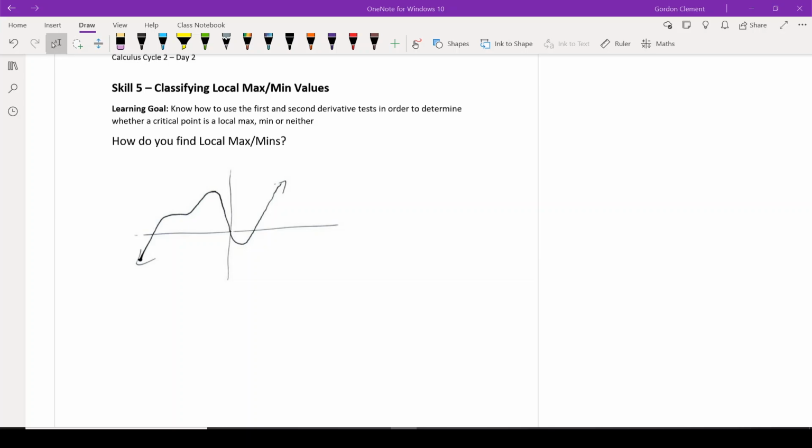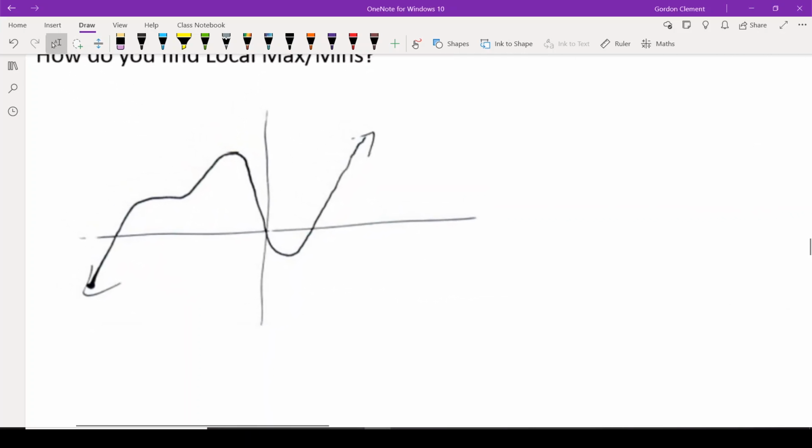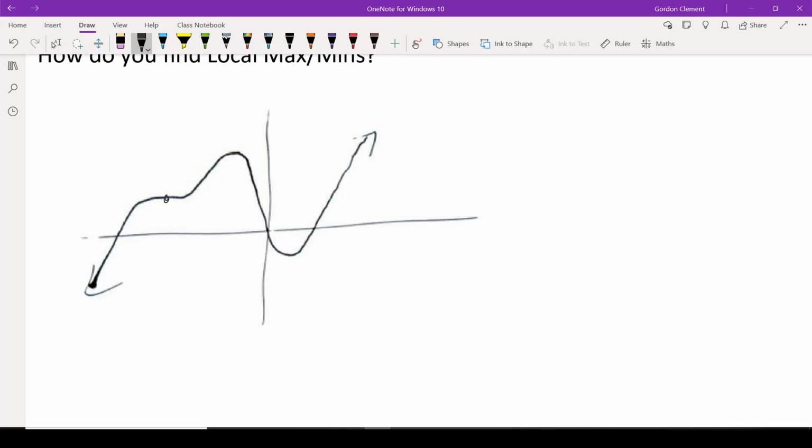All right, so for skill 5, it's very much the same kind of idea as skill 4, except now we're not dealing with an interval. So we're just going to be talking about the local max and local mins. We're not trying to find an overall max. We're just going to classify whether there's a local max, a local min, or none of the above at our critical values. So we're going to go through the same process and find our critical values.